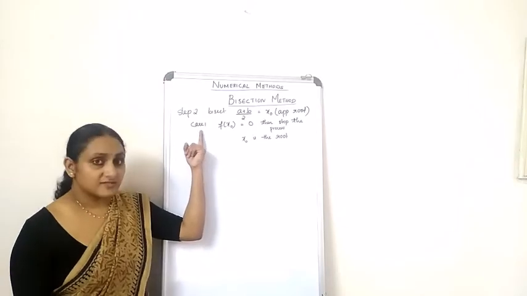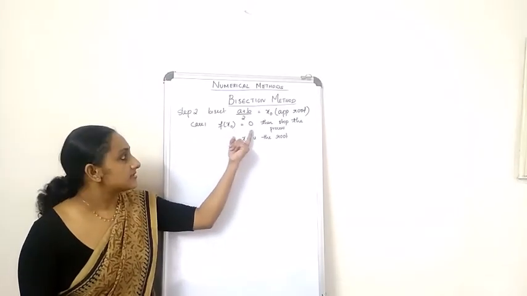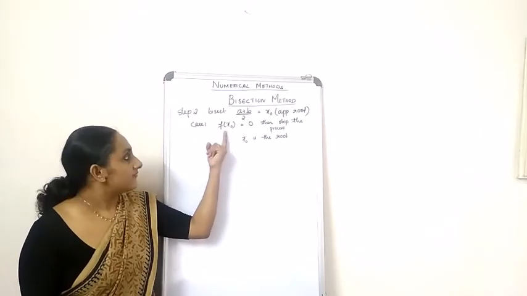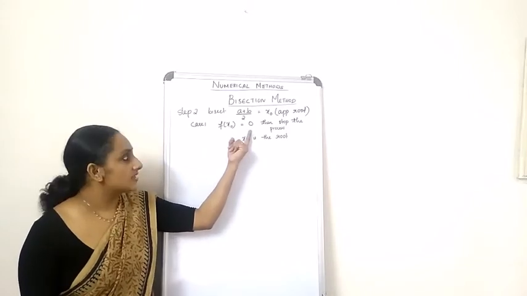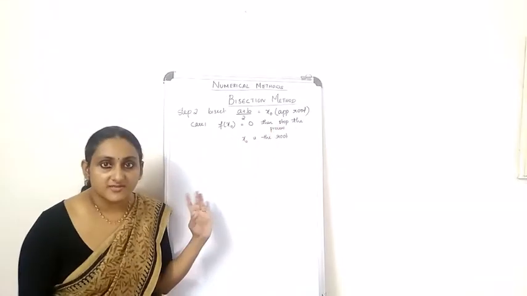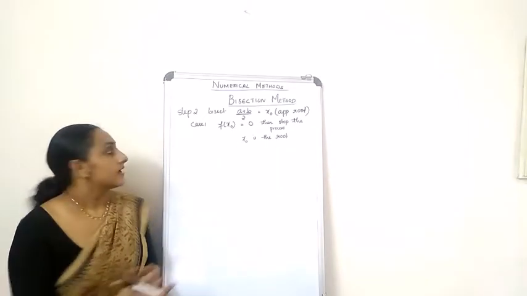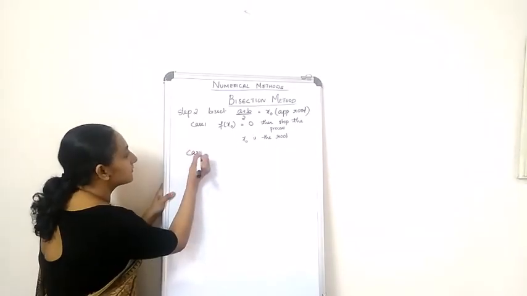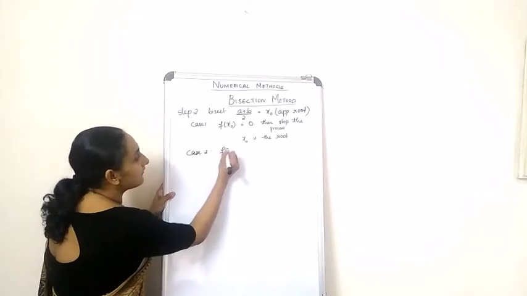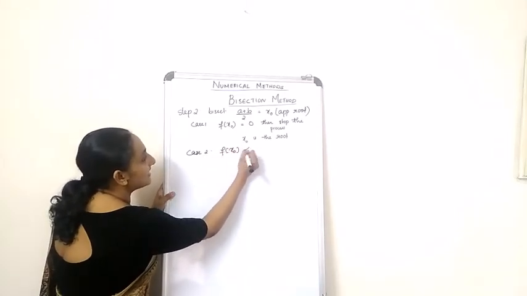Now, case 1, when f of x naught is equal to 0. If f of x naught is equal to 0, then you can stop the process and conclude that x naught is the root.